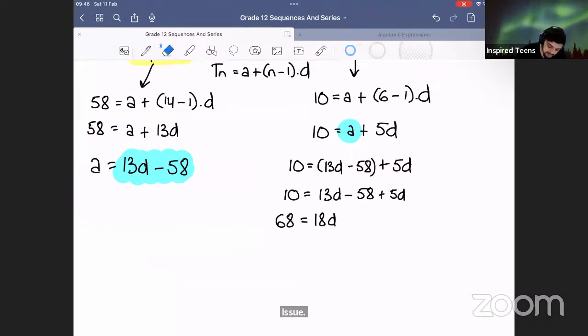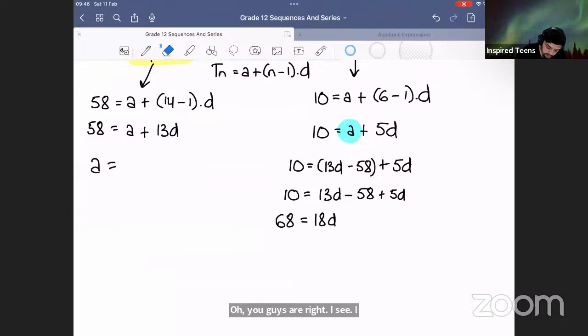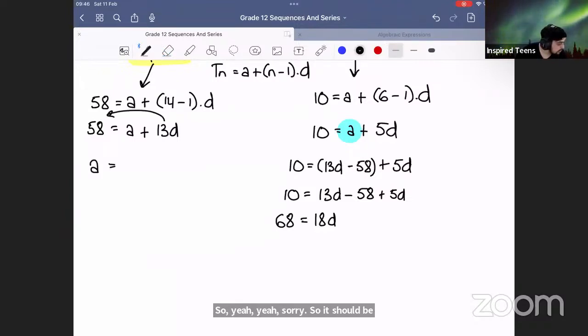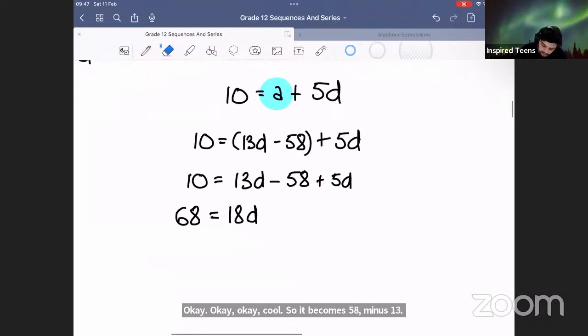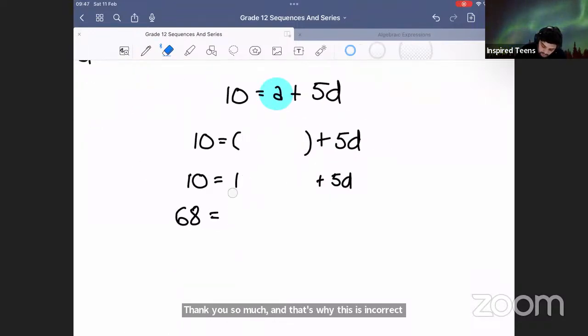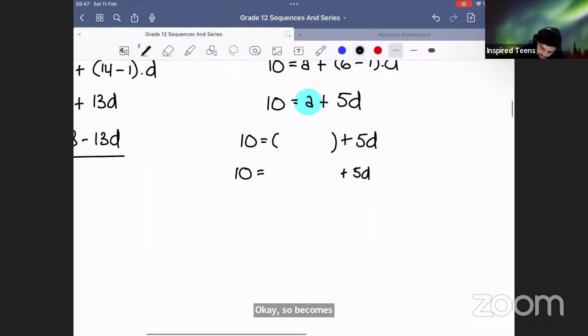Oh, you guys are right. I see. So yeah, sorry. So it should be A, and I take 13D over. Okay, cool. So it becomes 58 minus 13D. Thank you so much. And that's why this was incorrect.